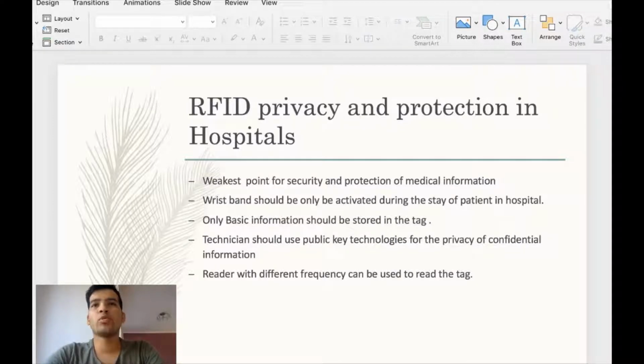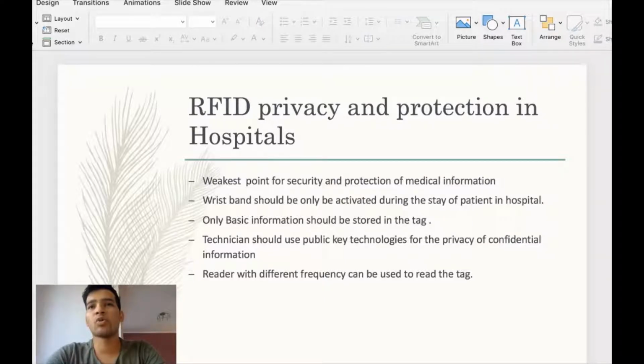It is very important to protect the implemented technology for sustainability. The RFID tag can be the weakest point for the security and protection of data. Firstly, RFID wristbands should only be provided and activated at the time of patient admission in the hospital. Only the administrator is authorized to activate the RFID wristband. The patient wristband should be activated only during the patient's stay at the hospital. Once the patient is discharged, the band should be deactivated and disposed of immediately.